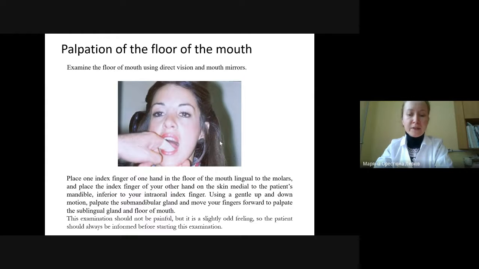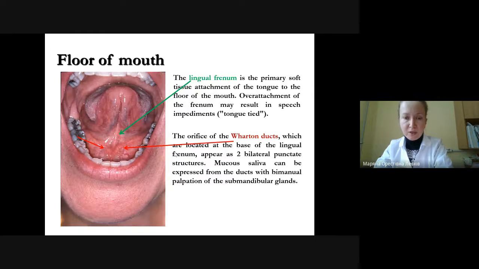Place the index finger of one hand in the floor of the mouth, lingual to the molars. Place the index finger of your other hand on the skin medial to the patient's mandible, inferior to your intraoral index finger. Using a gentle up and down motion, palpate the submandibular gland and move your fingers forward to palpate the sublingual gland and floor of mouth. This examination should not be painful, but it is a slightly odd feeling, so the patient should always be informed before starting this examination.